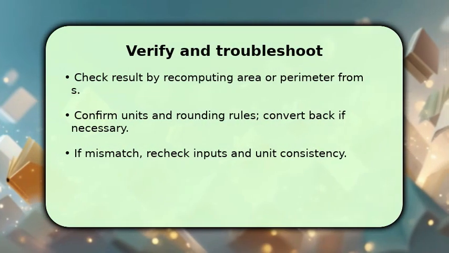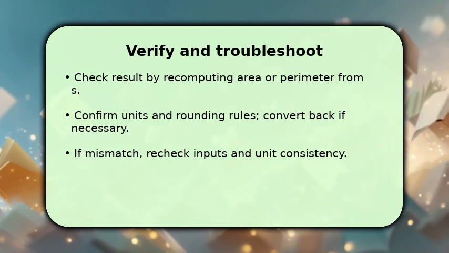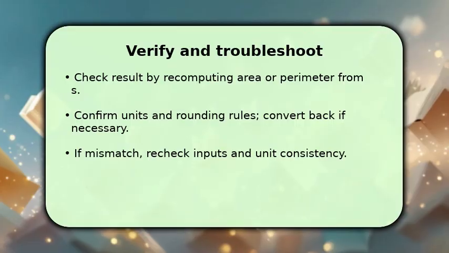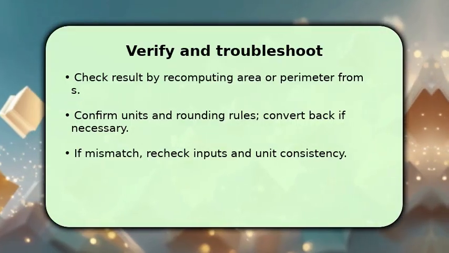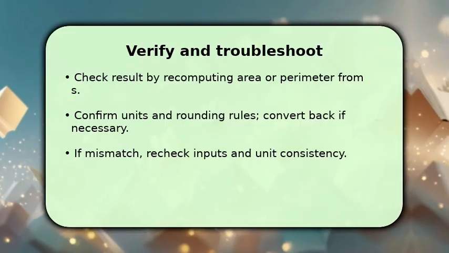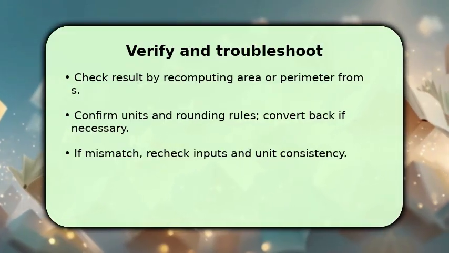To finish, verify the side length by reversing the formula. Square your S to see if it matches the area, or multiply S by 4 to check the perimeter. Once done, make sure your units and rounding are consistent with the problem.